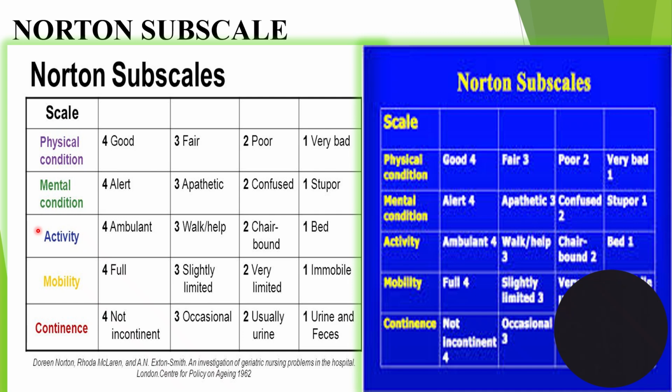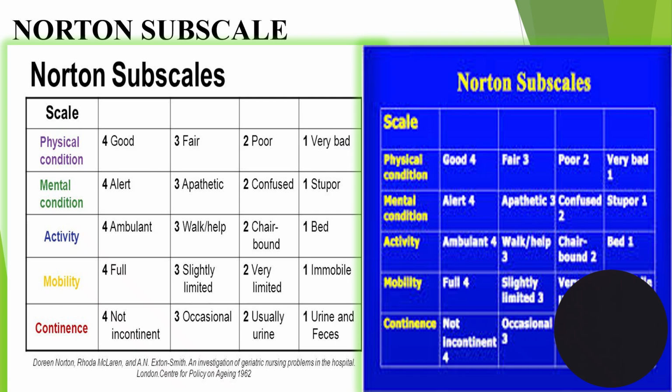When I come to the mobility, if they can move from the bed independently, we give a score of 4. Slightly limited, we give a score of 3. Very limited, we give a score of 2. Immobile patient, we give a score of 1. Now come to the continence. If there is no problem with urine and fecal matter, no incontinence, we give 4. Occasionally 3. Usually urinary incontinence, we give 2. And urine and fecal incontinence, we give 1. According to that, we are scoring the patient with the help of the Norton subscales.